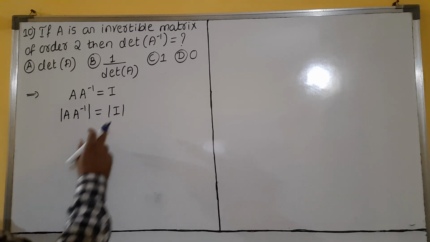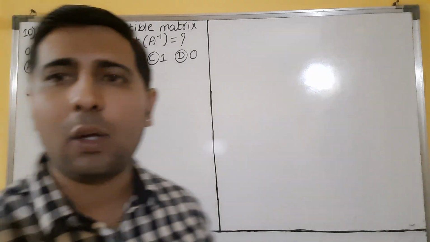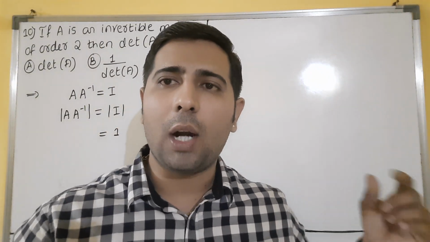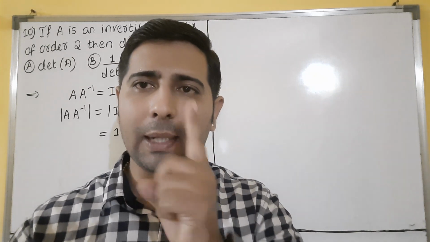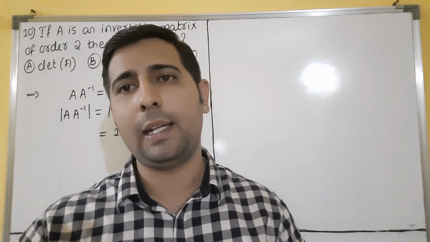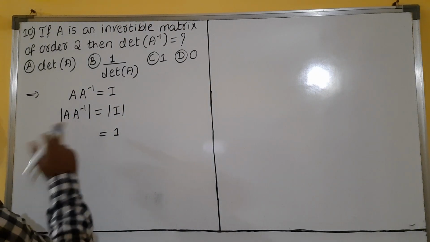Order 2, determinant of I is always equal to 1, dear students. Whatever the order, 2 or 3, the determinant of the identity matrix always comes as 1. For the matrix 1 0 0 1, how much is the determinant? It is 1. So determinant of A into A inverse is what?